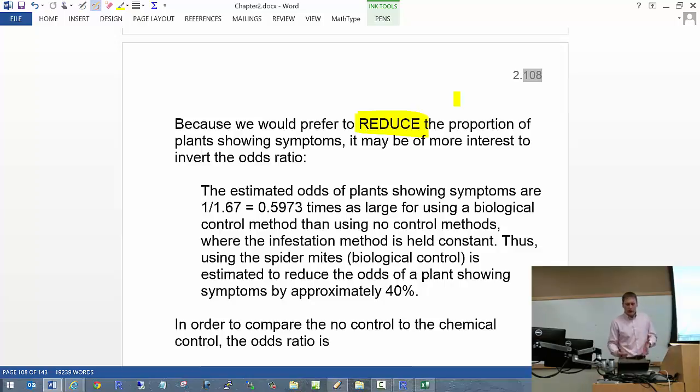So because of that, you could look at the odds ratio in a different way: just simply invert the odds ratio. The estimated odds of plants showing symptoms are 0.5973 times as large for using a biological control than using no control methods. Thus, using spider mites, which was the biological control, is estimated to reduce the odds of a plant showing symptoms by approximately 40%. There's probably other ways to interpret this too, but I think that 40% will be very important to the researcher.